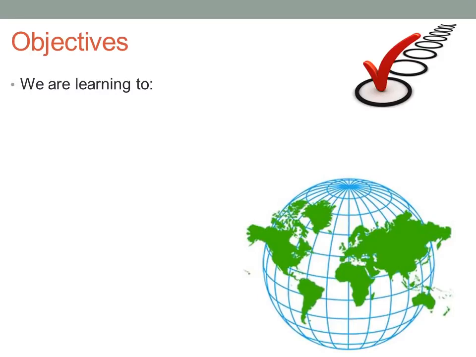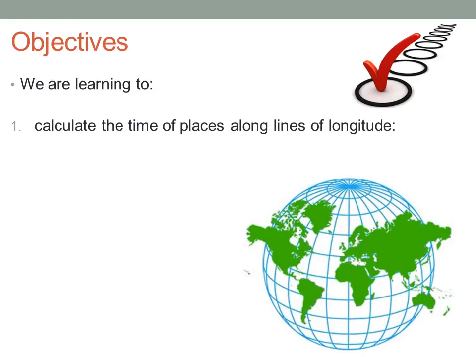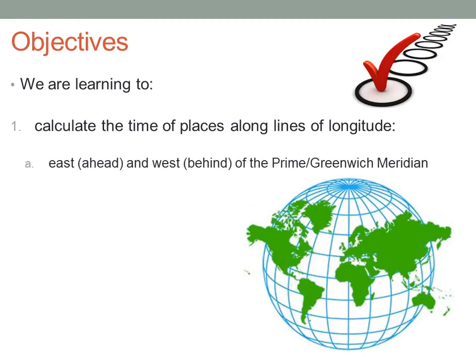Our objectives: we are learning to calculate the time of places along lines of longitude, A, east and west of the prime or Greenwich meridian, B, in the same hemisphere, and C, across hemispheres.